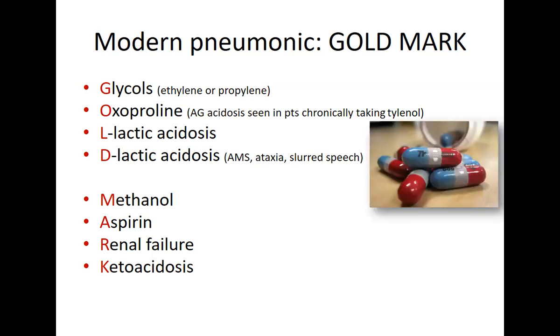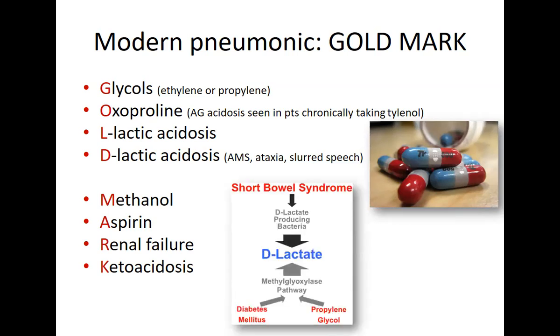Oxoproline is a newer, or newly recognized, type of anion gap acidosis in patients chronically taking Tylenol, not to be confused with Tylenol overdose, which causes an anion gap acidosis due to hepatic necrosis and lactic acidosis. L-lactic acidosis is the one we see all the time. D-lactic acidosis is something that you need to think about in patients with short gut syndrome. They have D-lactate producing bacteria, which can lead to D-lactic acidosis.